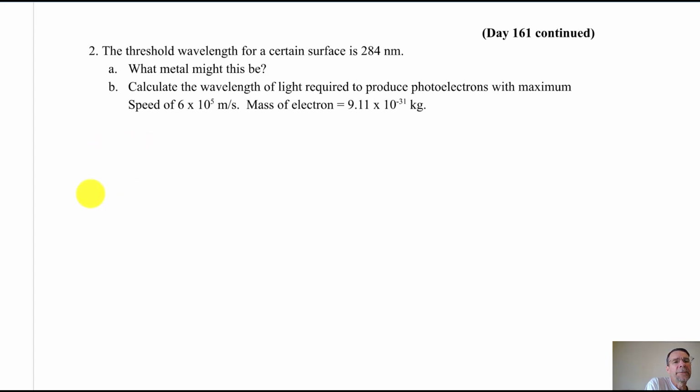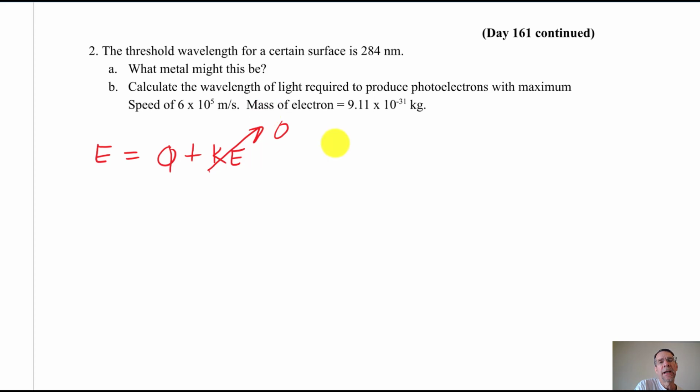Energy of the incoming photon equals the work function plus the kinetic energy if there's excess energy. But they're talking about threshold. Whenever we're talking about threshold, which they usually start off that way, or sometimes that's the end question, this is zero. There's no kinetic energy. So the energy of the incoming photons now matches the work function. So we have something that has a wavelength of 284 nanometers.